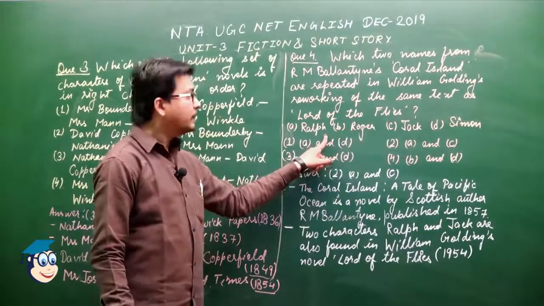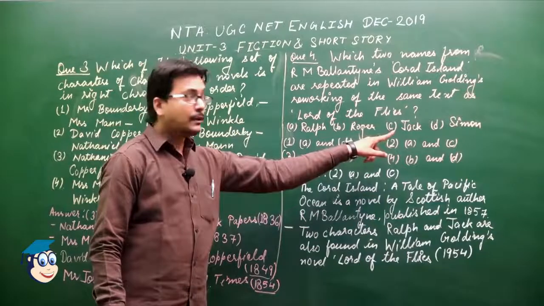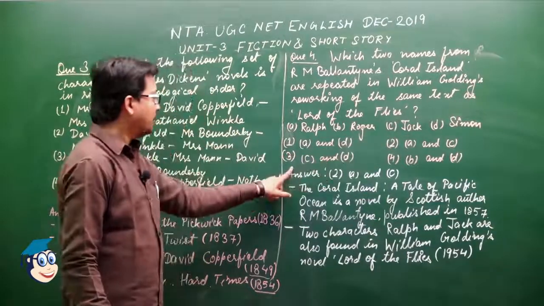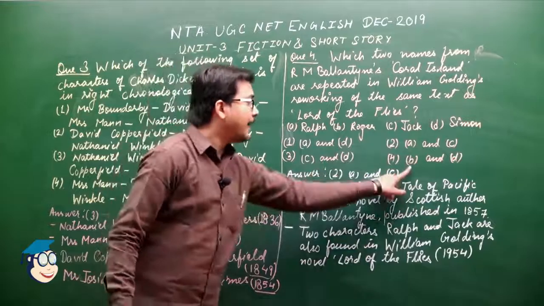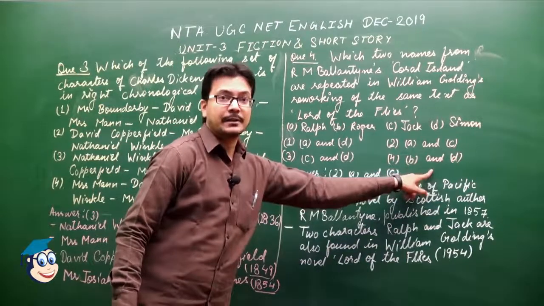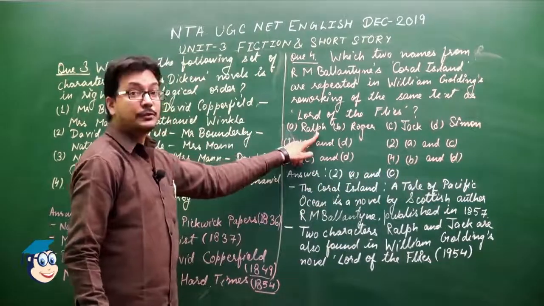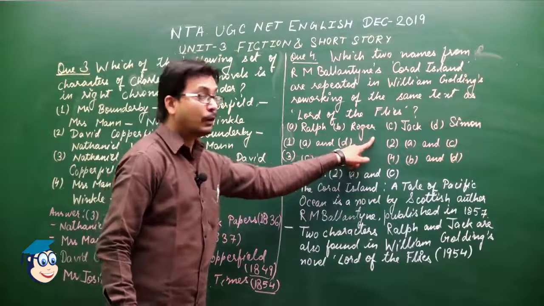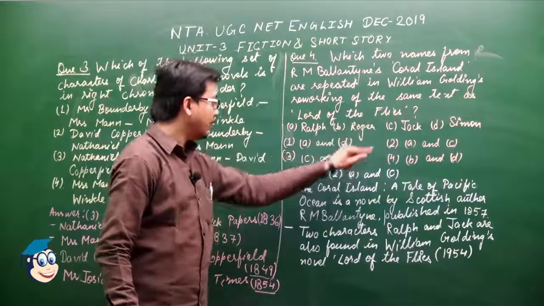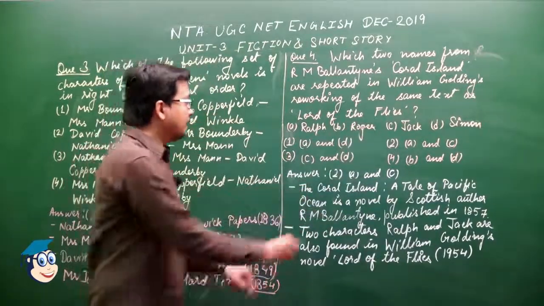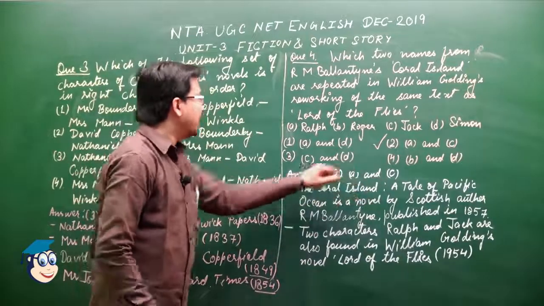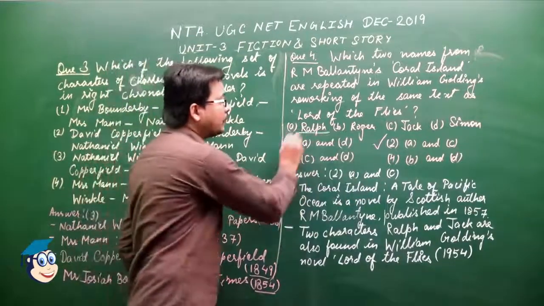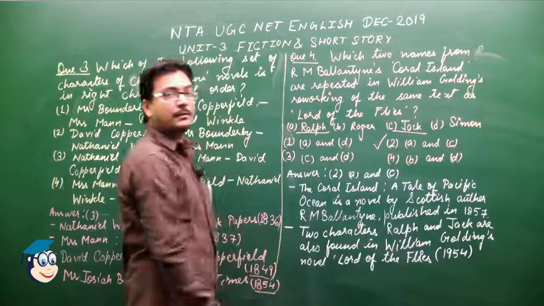The first is Ralph, Roger, Jack, and Simon. The options are given here: A and D, A and C, C and D, and B and D. We'll have to decide which two characters were also given in Lord of the Flies. The answer is the second one, A and C. That means we are talking about Ralph and Jack.